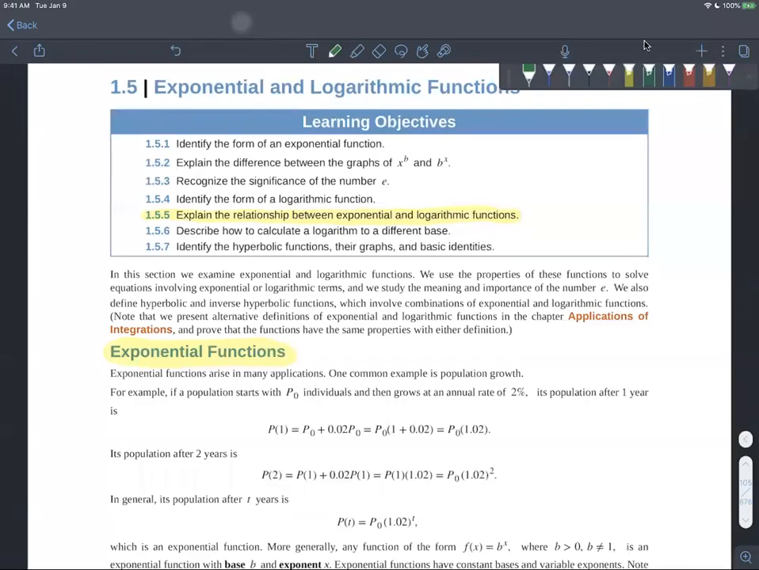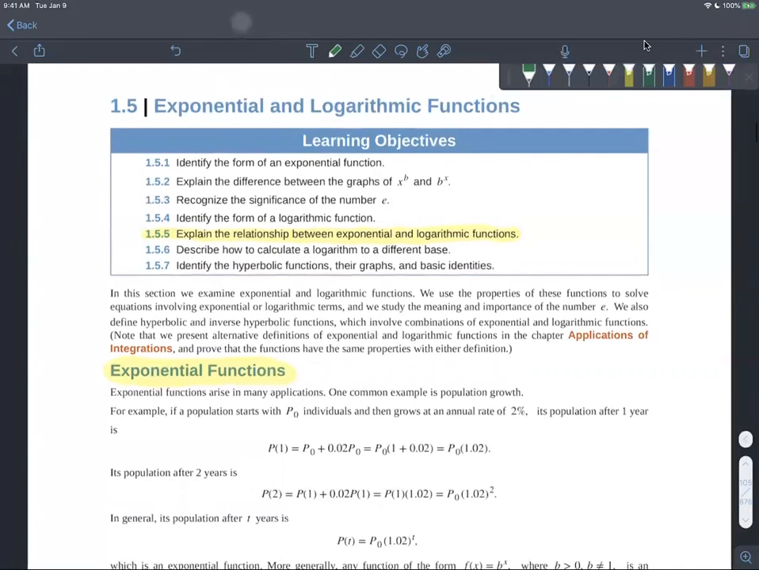All right, so we are looking at section 1.5, which is on exponential and logarithmic functions. A couple of things that we're going to go over in this section is to identify the form of an exponential function, explain the difference between the graphs x to the b and b to the x, recognize the significance of the number e, identify the form of a logarithmic function, explain the relationship between exponential and logarithmic functions, and then describe how to calculate a logarithm to a different base.